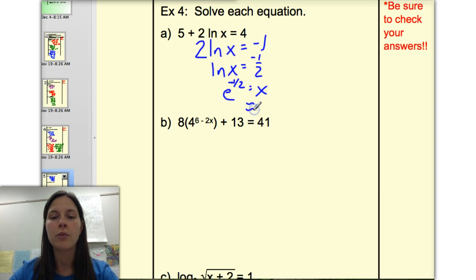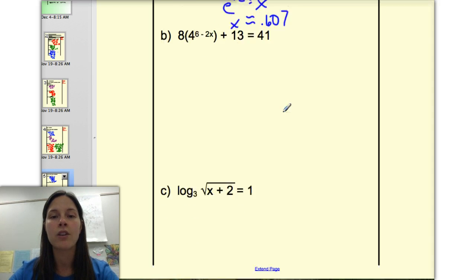So if we're doing an approximate answer, we would have x is approximately equal to 0.607, rounding to the nearest thousandth. Next, again, trying to isolate that exponential, checking my answer. We've got a log. We have to make sure that the answer is positive, and it is. X is greater than 0, so that works for our domain.